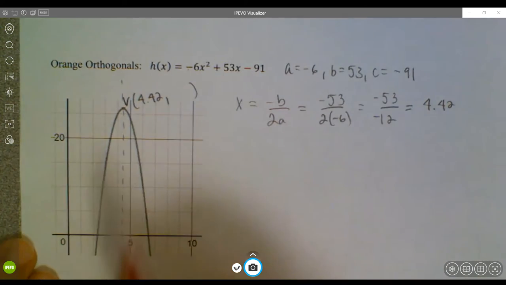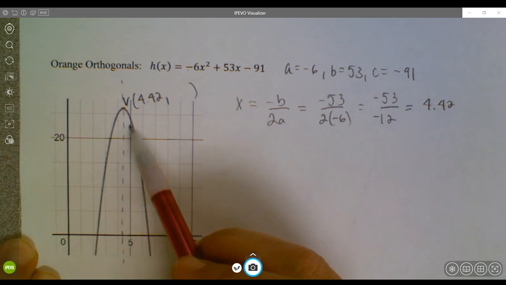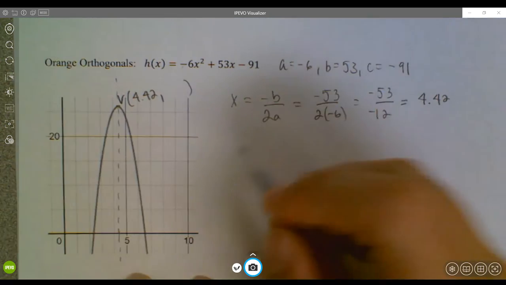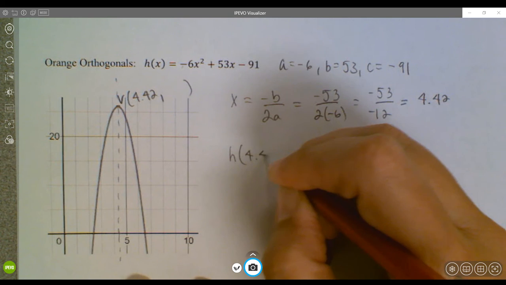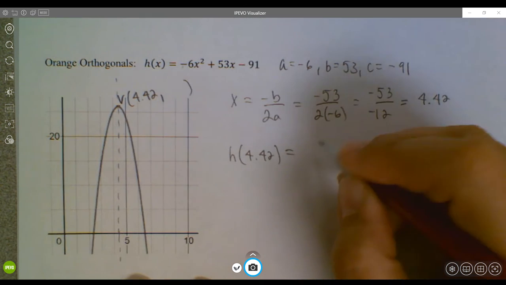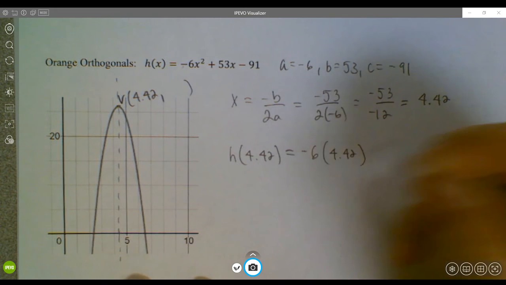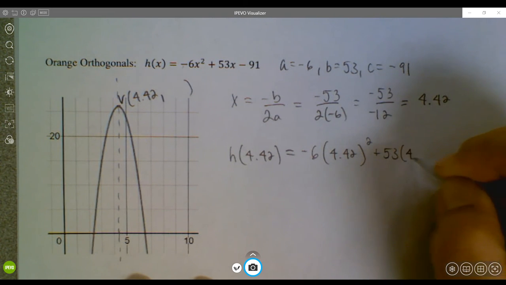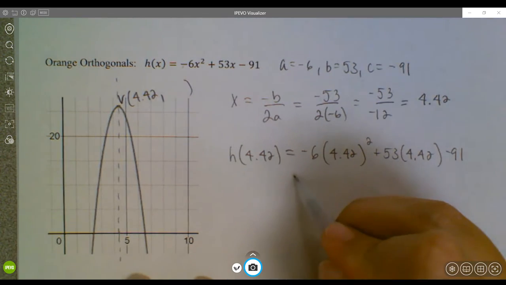Okay, so half of the time the firework is flying up, the other half of the time the ashes are flying down. Okay, so to find the y coordinate, I'm going to find h of 4.42. So that'll be -6 times 4.42 squared plus 53 times 4.42. And I'm using my calculator on this one.